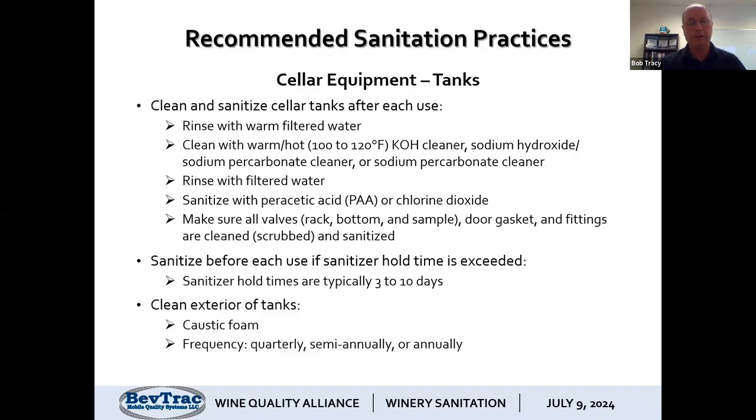You need to clean the exterior of the tanks, not just the interior. Every once in a while you need to actually clean the outside of the tanks, because again, they can harbor microbes on the outside of tanks, just like the floors and the walls can. And you could use a caustic foam for this. It could be quarterly, semi-annually, or annually, depending on how much debris and mold is developing on the outside of the tanks.